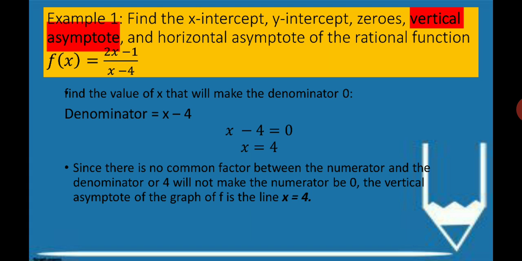So, para hindi kayo malito, para hindi maguluhan kung yan na ba talaga yung vertical asymptote, to always be sure of the value of the vertical asymptote before solving anything, just make sure that the rational function is in its simplest form. So kapag nasa simplified form na siya, hindi ka na magda-doubt na yung vertical asymptote mo is mali.